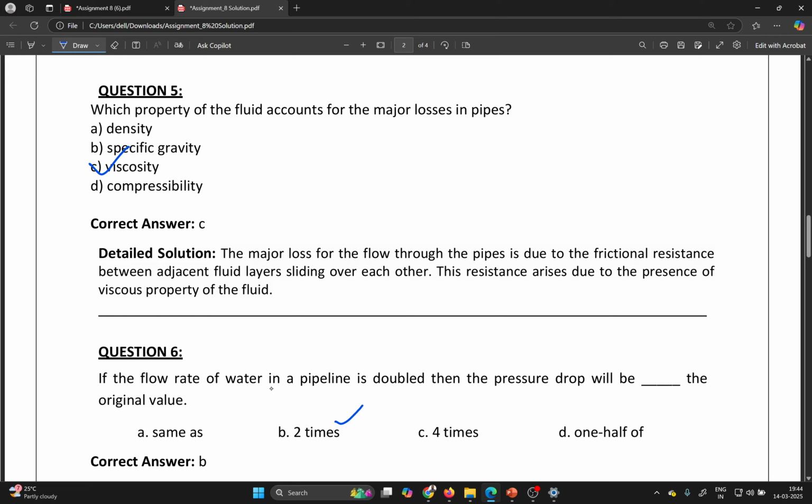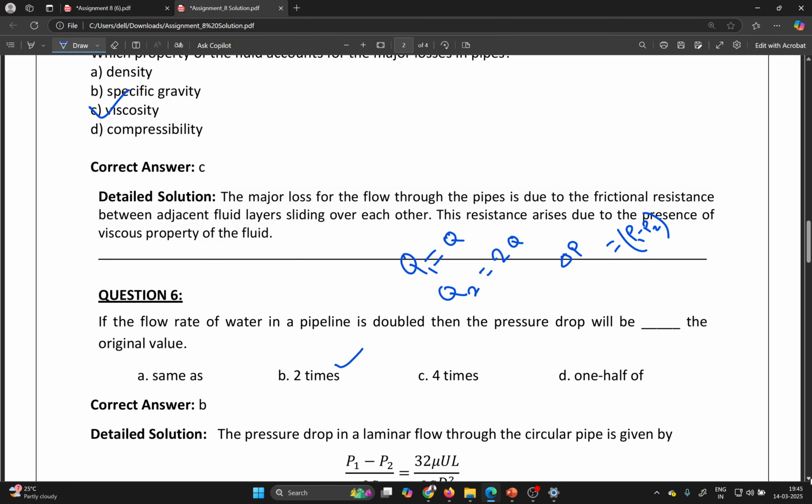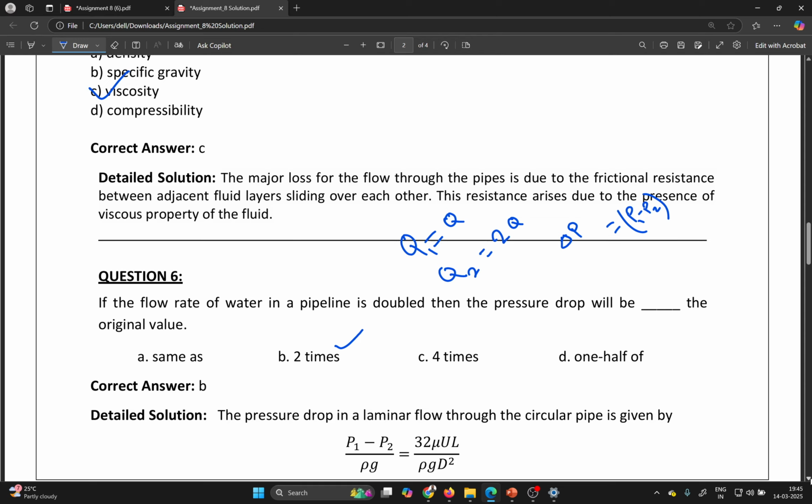If the flow rate of water in the pipeline is doubled, it means initially your discharge was Q, and in the second case it is given as double, meaning 2Q. Then the pressure drop, that is P1 minus P2, the value of P1 minus P2. So you can think using this, what we were discussing previously, these things.